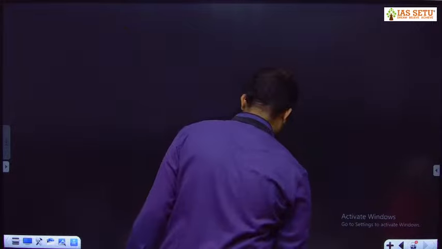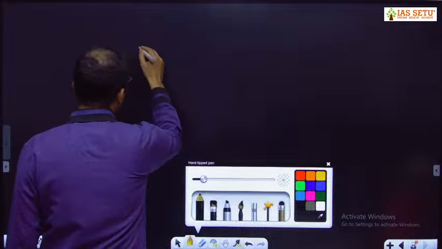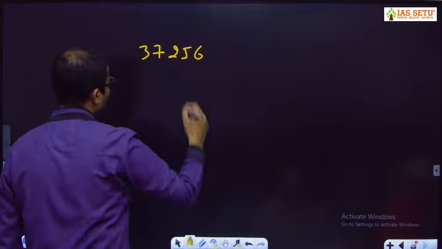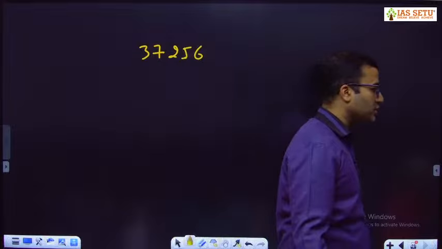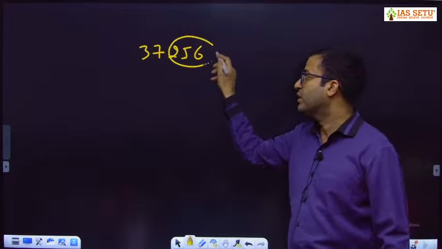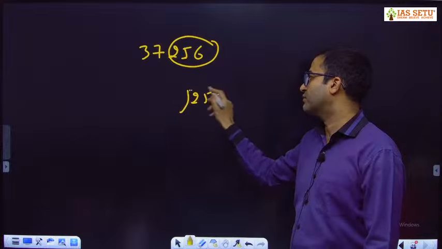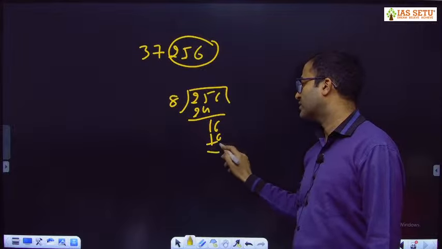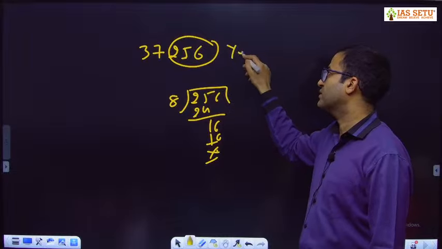I take one more number. Like for example, it is asked 37,256. It is asked whether this number is divisible by 8, yes or no. We have to check the last 3 digits. So here 256 divided by 8, we get 32: 8 3s are 24, 16, 8 2s are 16. So yes, this number is divisible by 8.